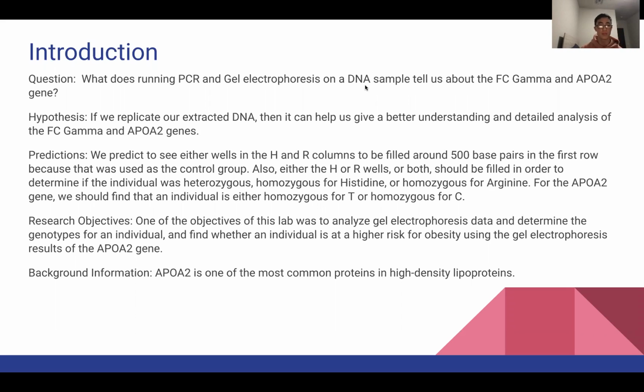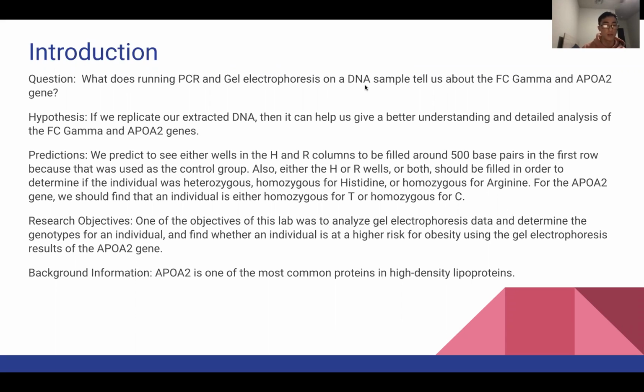And what we predicted was that we would either see wells in the H and R columns to be filled around the 500 base pairs in the first row, because that was what we used as the control group. And also either the H or R wells, or both of them, should be filled in order to determine if the individual was heterozygous, homozygous for histidine, or homozygous for arginine. And for the APOA2 gene, we should find that an individual is either homozygous for T or homozygous for C.